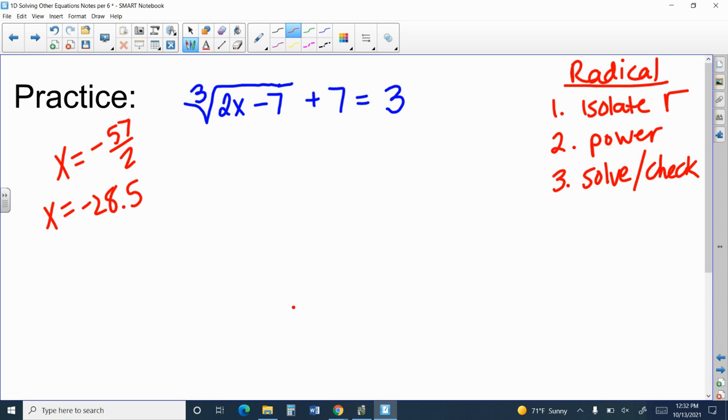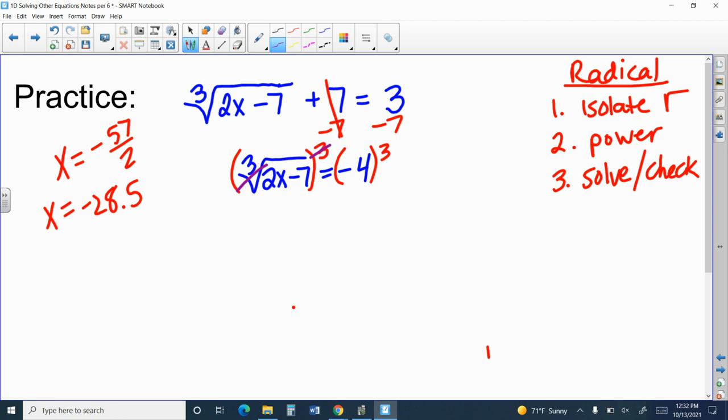So where that comes from: step 1, isolate the radical. I have to get rid of this plus 7 that's outside the radical by subtracting 7. Then I have cube root of 2x minus 7 equals negative 4. To get rid of a cube root, I have to raise both sides to the third power. On the left side, the cube root and cube get rid of each other, and we just have 2x minus 7.